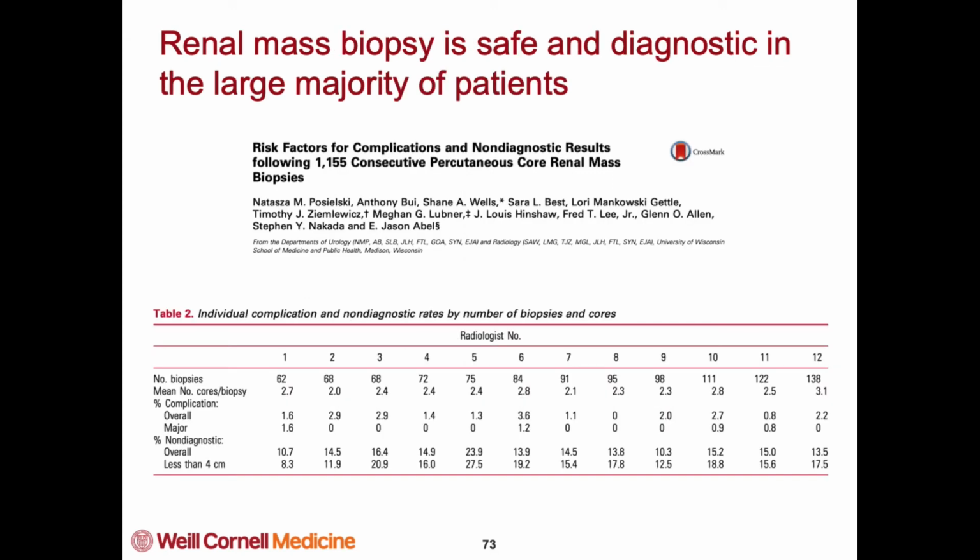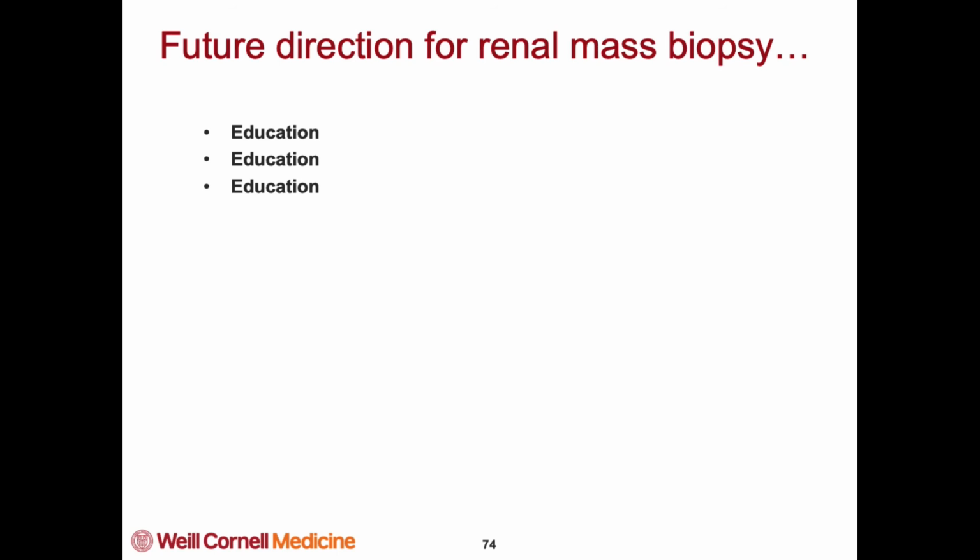So I think, and this is a study that was actually in this month's JU that showed at University of Wisconsin, they did about 1,155 consecutive percutaneous biopsies, and they showed it's very safe, very small major complications. There was some non-diagnosis of about 10%. I think that might be in part because they're not getting a big core number. Usually if I do a biopsy, I'll get 4 to 6 cores, not 2. So I think that the numbers can be higher if you get more core samples. And I think you can do more core samples without having a big risk for bleeding. So the future direction for renal mass biopsy is education.